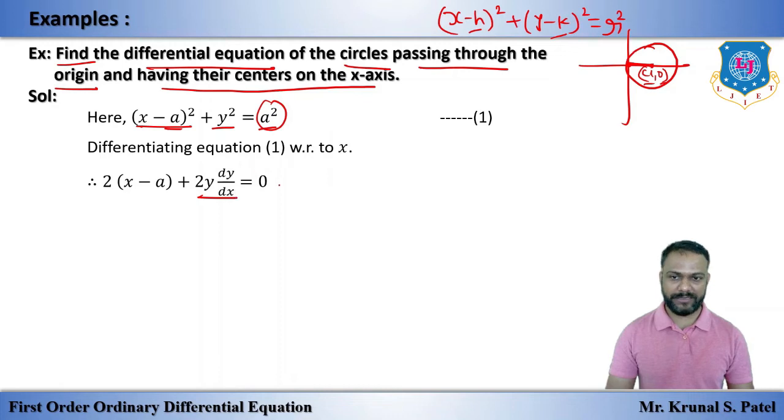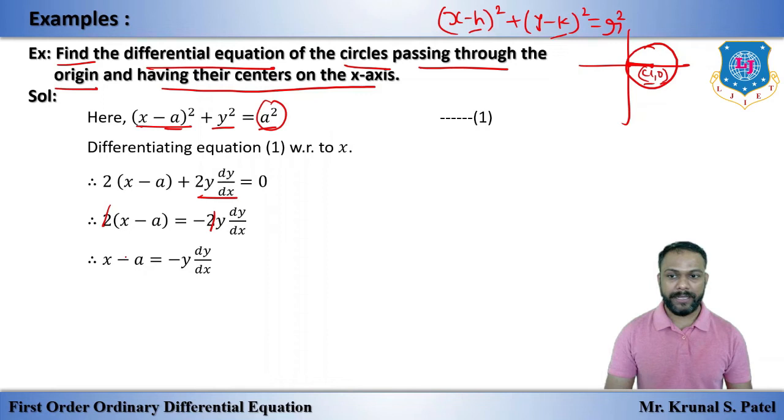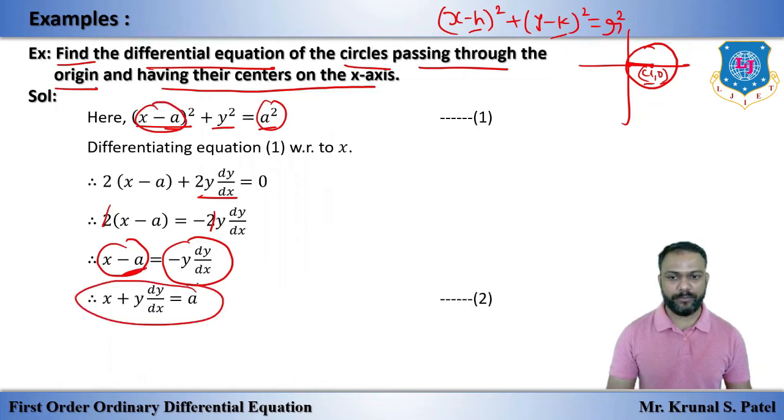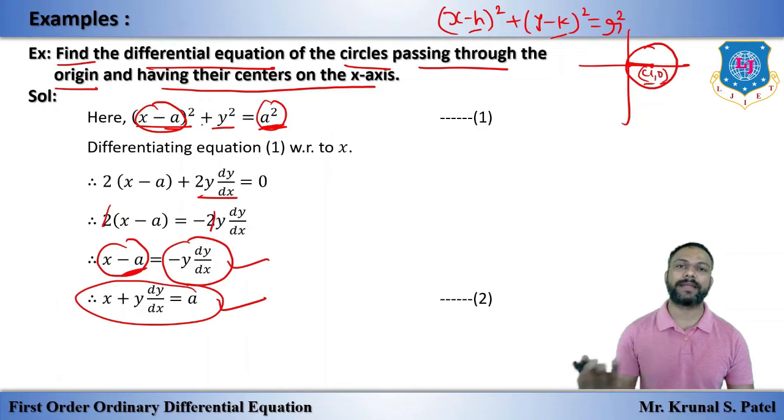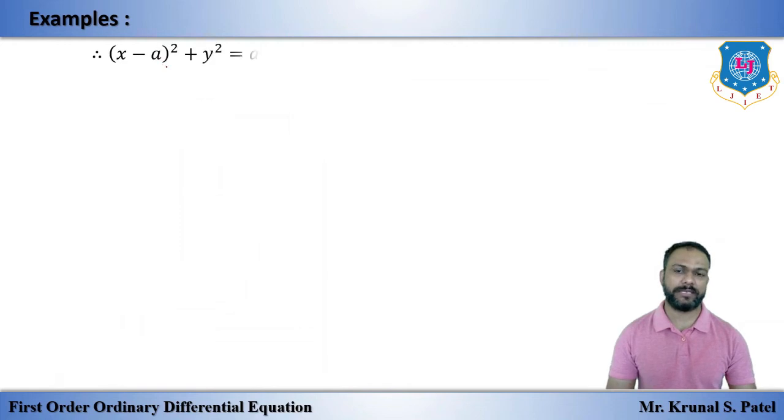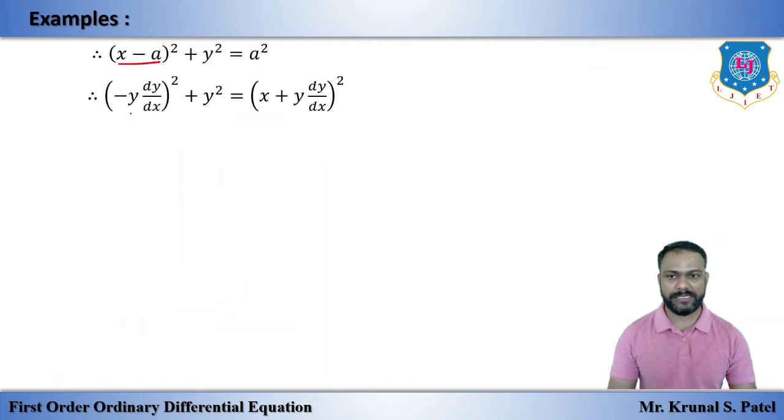Now we'll take this term on the right hand side. By cancelling out this 2, we have this. So we can put x minus a as minus y dy by dx, and making a the subject from this, we can put it in the place of a in equation number 1. So by putting these two values in equation 1, we can eliminate the arbitrary constant. Okay, simple. So in equation 1 we will put the value of x minus a as minus y dy by dx, and the value of a is x plus y dy by dx.